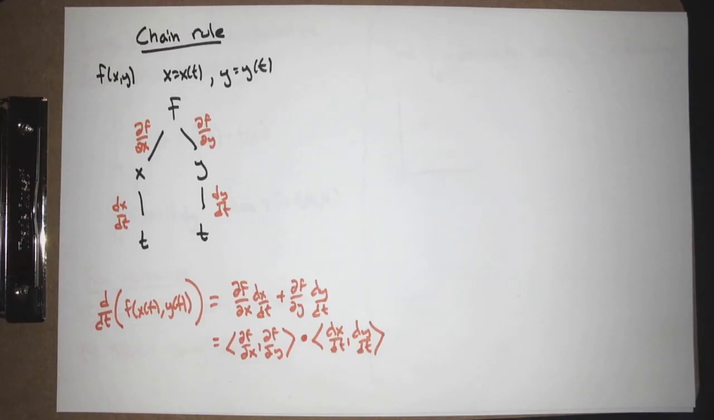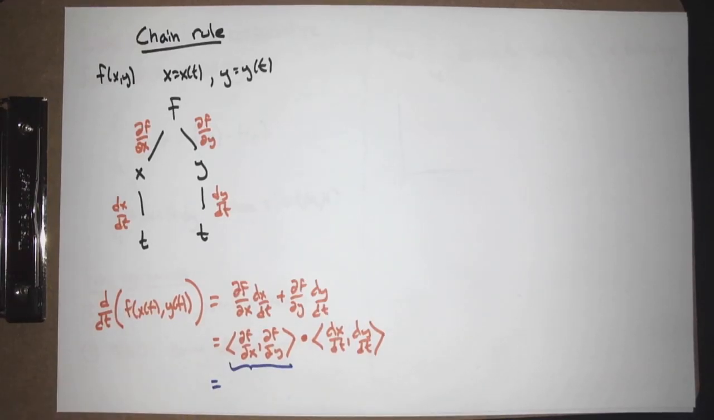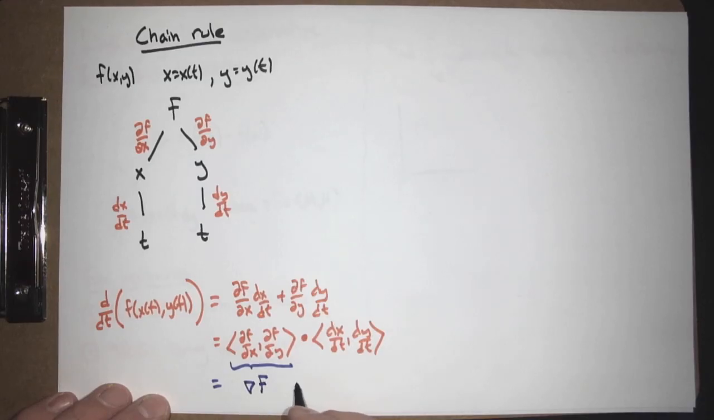Okay. And now something interesting is here. Partial f, partial x, partial f, partial y. We have a name for that. Gradient. It's the gradient of f. Dot. Now this, we've given it a name. It's dr.